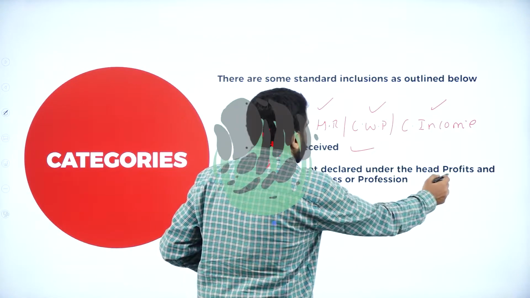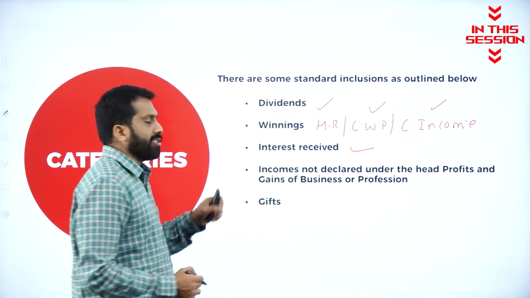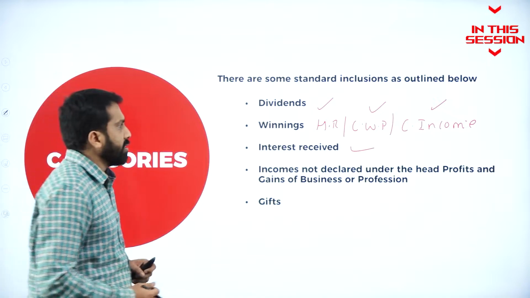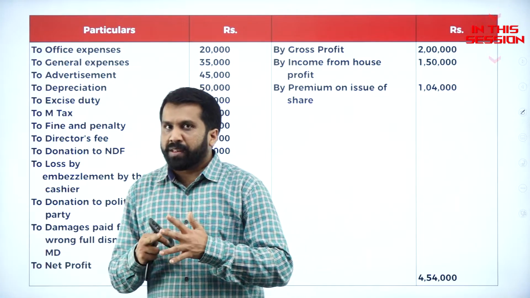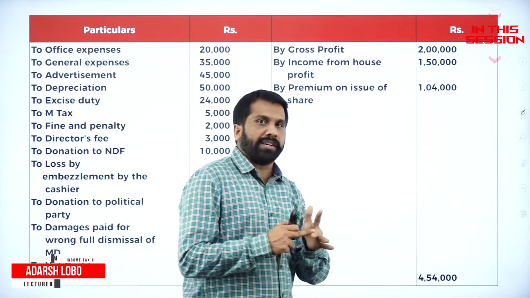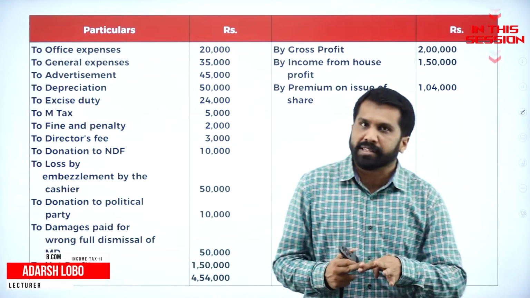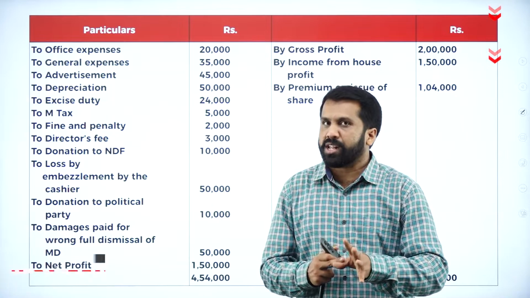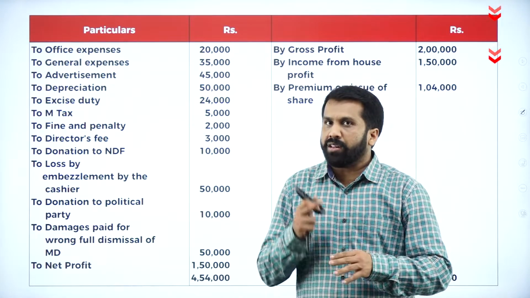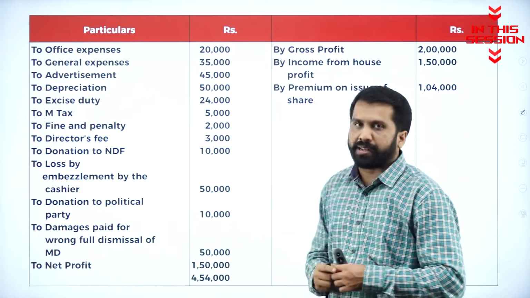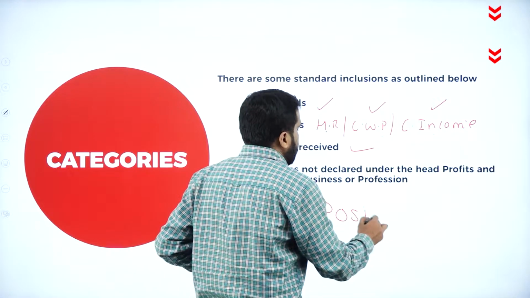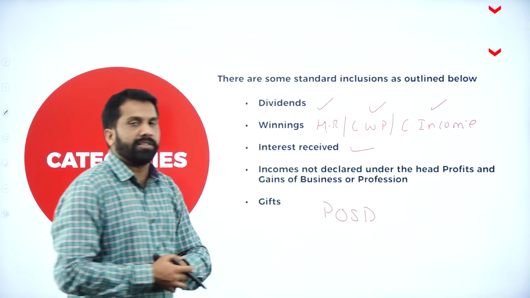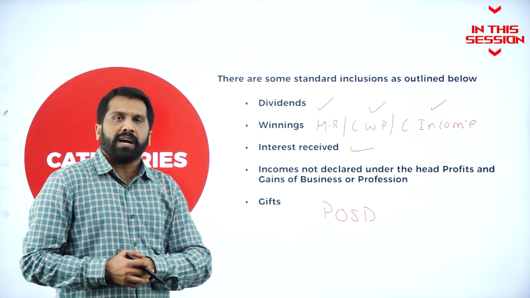Income not declared under the head of profit and gains also comes under income from other source. Depreciation, general reserve, any donations, personal expenses, or any taxes other than sales, VAT and GST, anything if it is paid, all comes under disallowed item. Post office saving deposit also comes under income from other source.